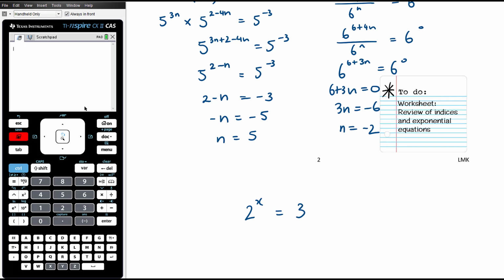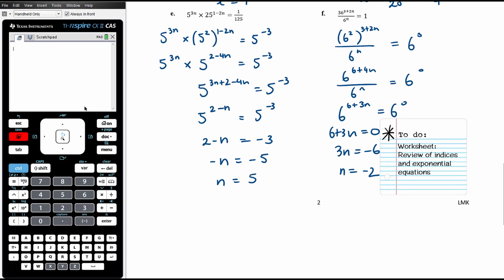If this was 2 to the x equals 3, or 2 to the x equals 7, or 2 to the x equals 51, we would not be able to write both sides with the same base, and so this method wouldn't be helpful. And that's where we're going to need logarithms, and so that's where we're going to move on to over our next couple of videos.